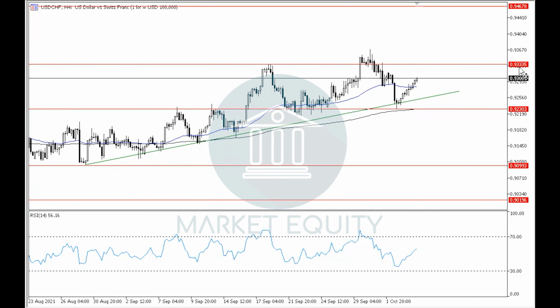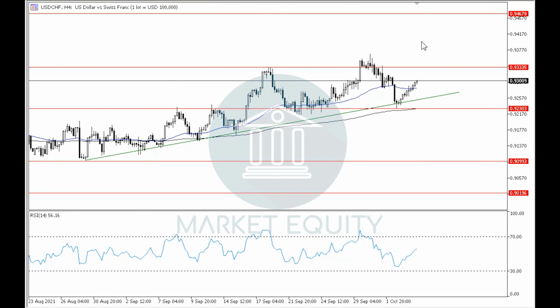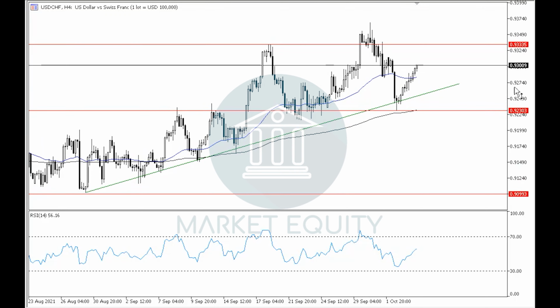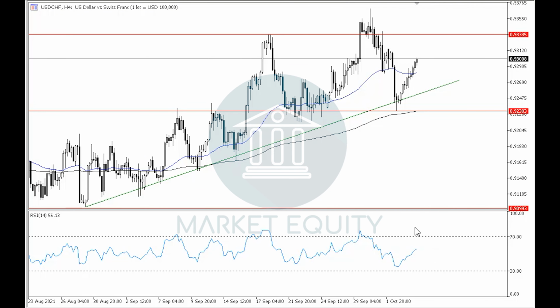Then we'll continue to target the primary target, which is in the daily time frame, around level 0.9465 as a primary target in the uptrend. If we notice the RSI indicator in the 4-hour time frame, then we can see that by rebounding upwards off of around level 40, it supports the continuity of the uptrend.